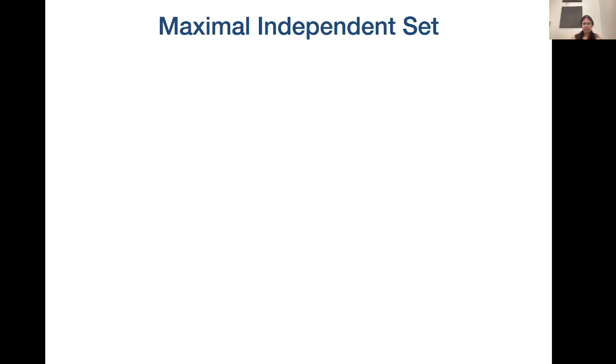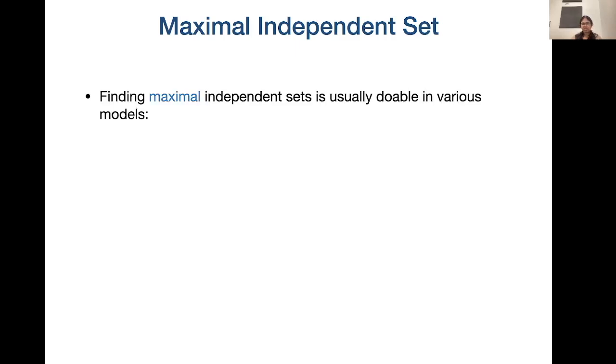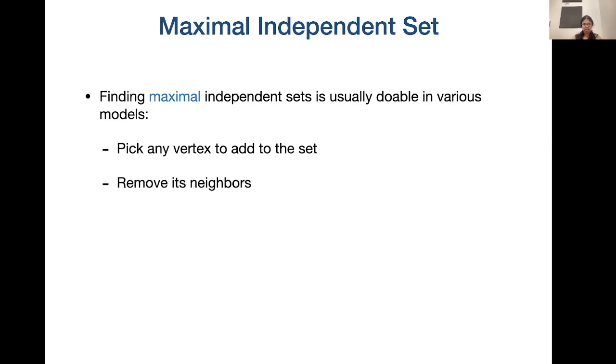Finding the maximal independent set is usually easy in various models of computation just by following this framework. You pick any vertex, add it to the maximal independent set, remove the neighbors of this picked vertex, and recurse on the remaining graph. This simple process, in the end, always gives a maximal independent set.